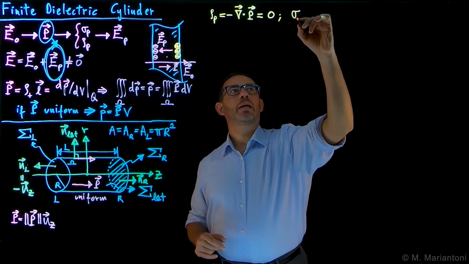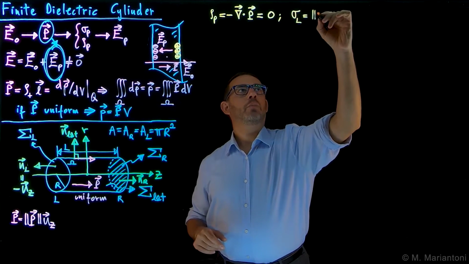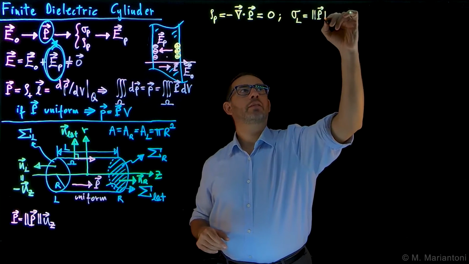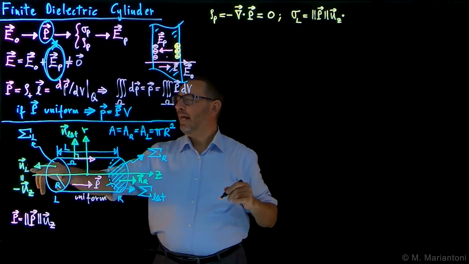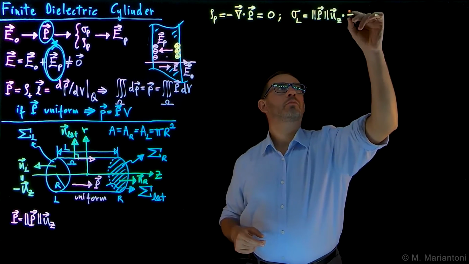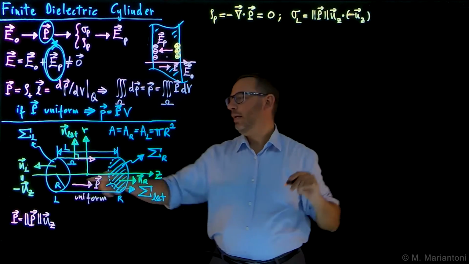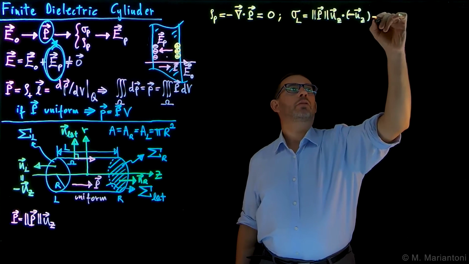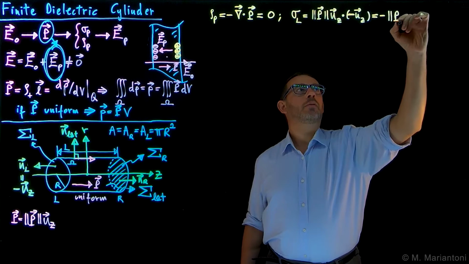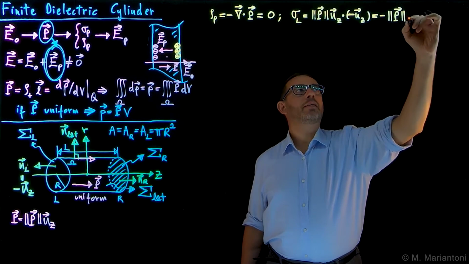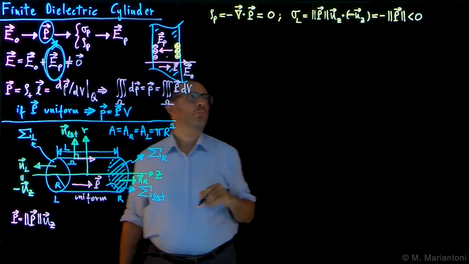sigma associated with the left surface is given by the norm of capital P vector in this coordinate system times U z dotted with N left, which is minus U z. Minus because N left is minus U z. So U z dot U z with the minus is minus 1, so it's minus the norm of P vector. So clearly this quantity is negative. And we will see in a minute that it makes qualitative sense.